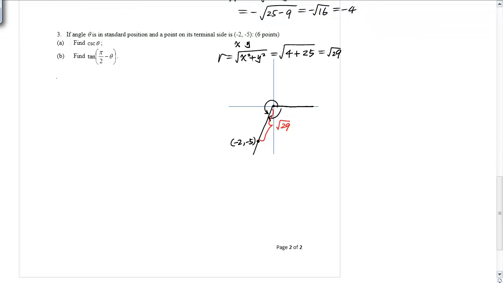But we're only asked to find first cosecant theta, which equals 1 over sine theta. And sine theta is y over r. So in this case, cosecant theta is r over y, which is square root of 29 over negative 5. Therefore, negative square root of 29 over 5.